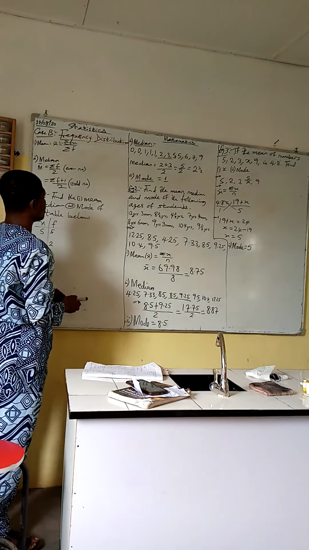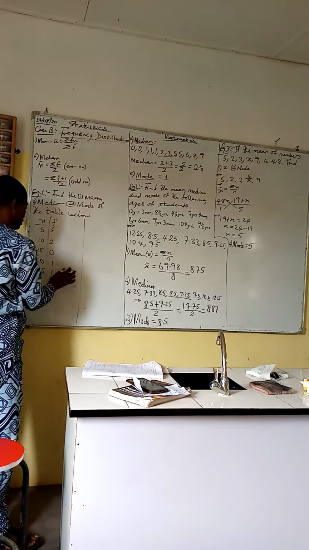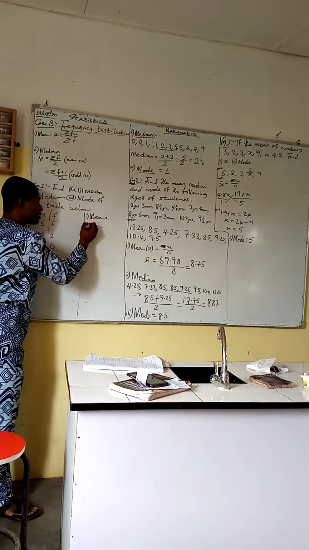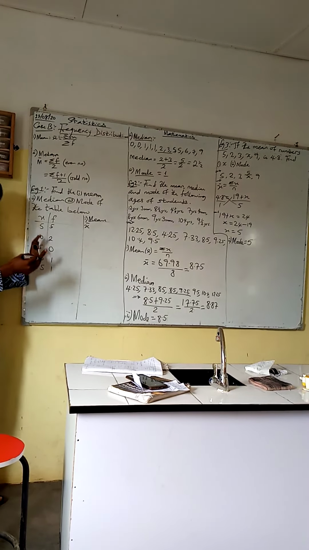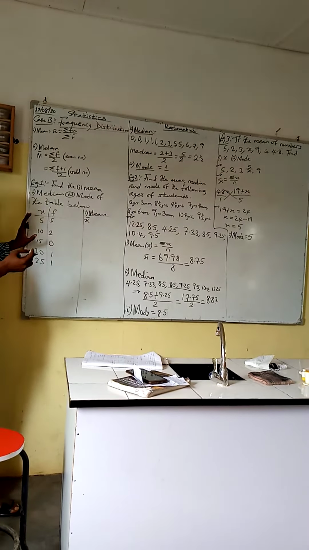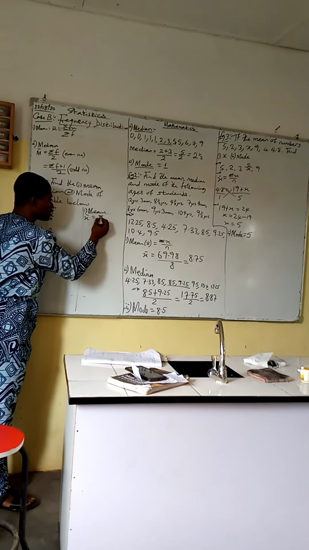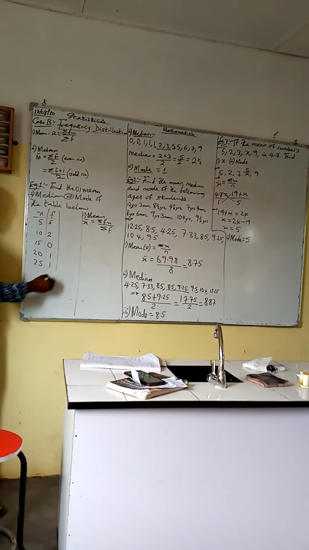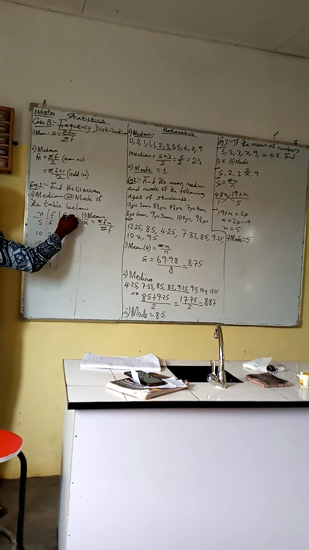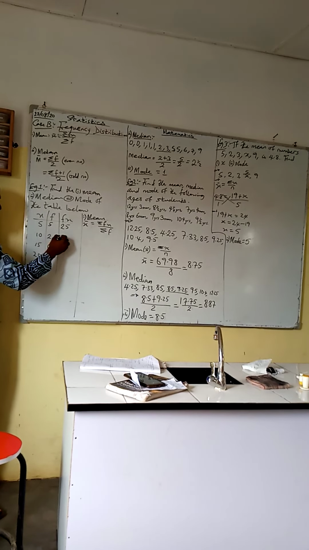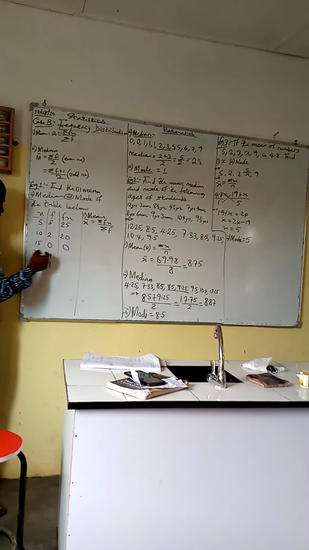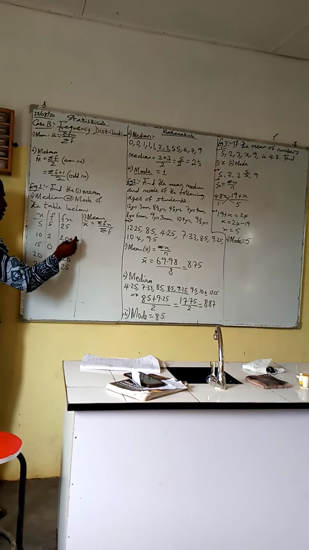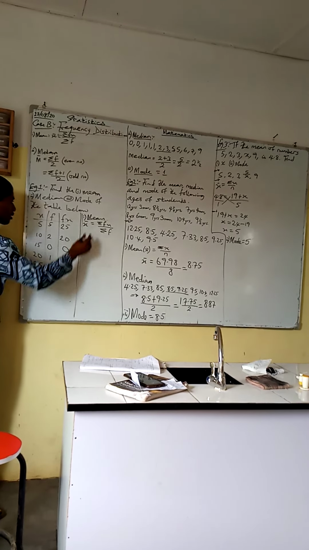Now let me solve it here. The first question says find the mean. This is not a set of data, so the formula for mean of a frequency distribution is summation fx over summation f. Have you got fx? No. Let's get fx, f times x. That's 5 times 5, 25. 10 times 2, 20. 15 times 0, 0. 20 times 1, 20. 25 times 1, 25.